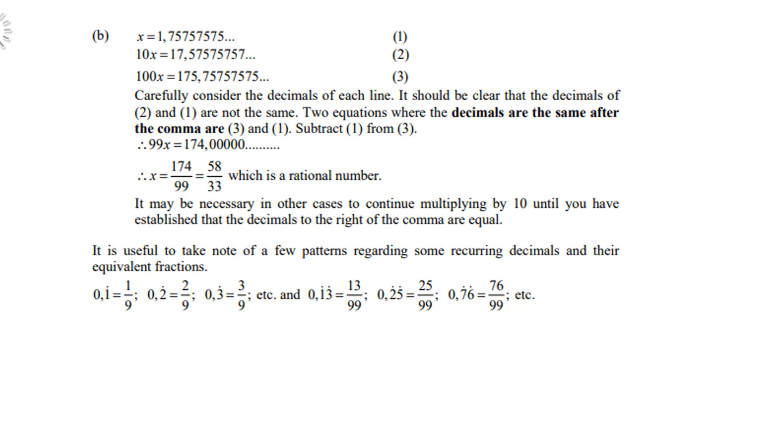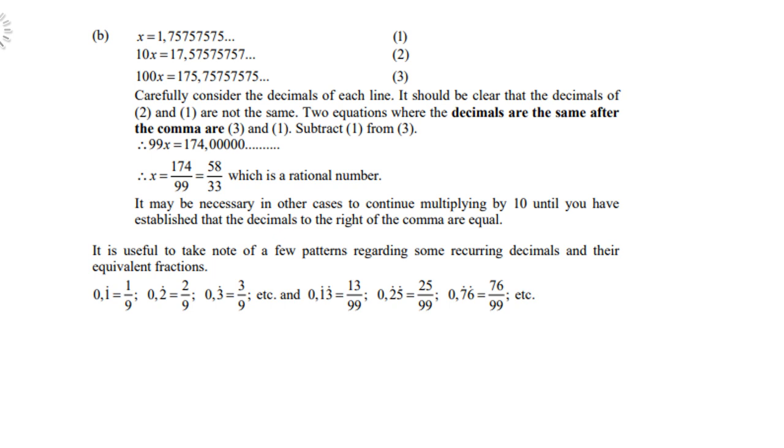Two equations where decimals are the same after the comma are 3 and 1. Let's have a good look at 3 and 1. So subtract 1 from 3. If you do that, you get 99x equals 174. So divide both sides by 99, simplify, and you get 58 over 33, which is a rational number. It may be necessary in other cases to continue multiplying by 10 until you have established that the decimals to the right of the comma are equal.